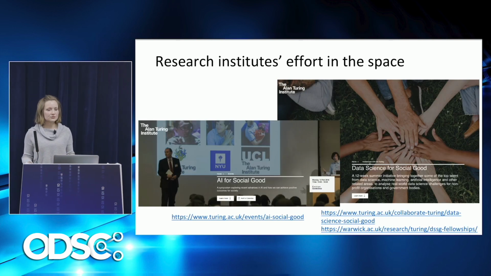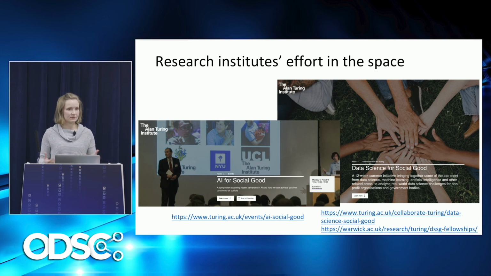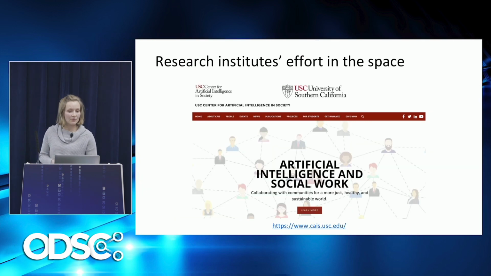Here in the UK, the Alan Turing Institute does a lot of activities in the space. For example, they partnered with the University of Warwick this summer to do the Data Science for Social Good Fellowship, which I was just describing in the US. They also do events devoted to the topic. There are also more permanent efforts at the University of Southern California.